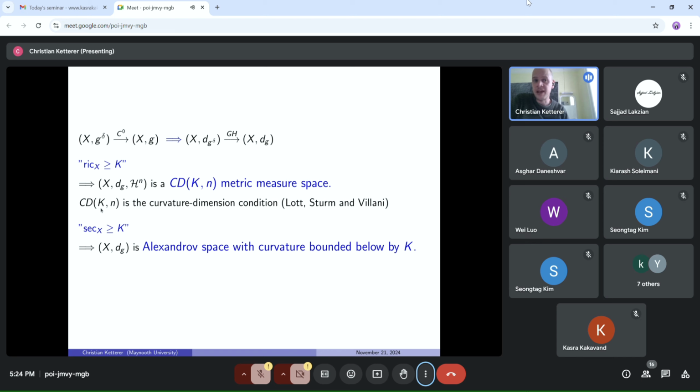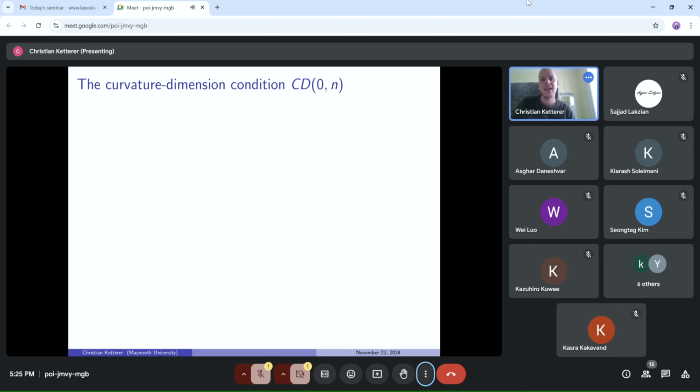Similarly, when you replace Ricci with sectional curvature, what you get is that this limit space will be an Alexandrov space with curvature bounded from below by K. So I will not explain Alexandrov spaces, but I will only explain the CD(K,N) metric spaces. So let me give you a brief explanation for this type of spaces. So the curvature dimension condition is a way how you can define Ricci curvature for metric measure spaces that are not necessarily smooth.